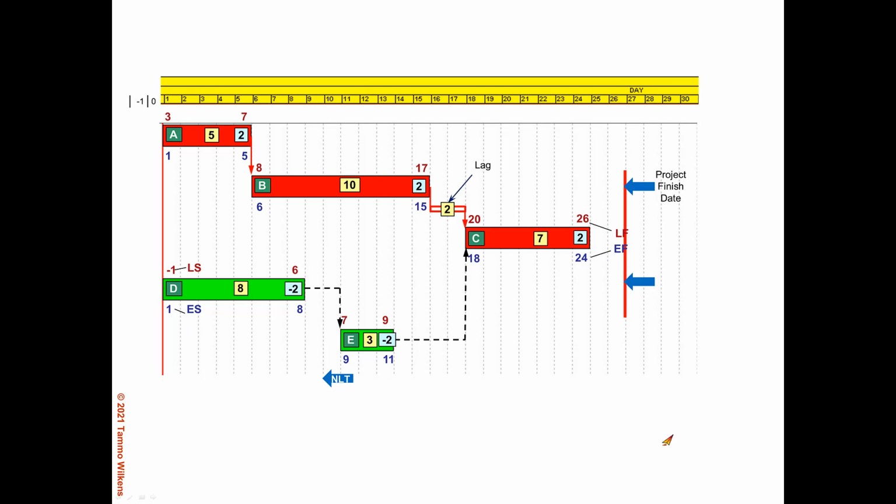So if we look at the float now, we see that on our longest path here, activities A, B, C, we have 2 days of float, late minus early: 26 minus 24, 17 minus 15, and 7 minus 5. Activity E has a float of -2. Late 9 minus the early of 11 gives us -2 days of float. And same for activity D, late minus early, 6 minus 8 gives us -2 days.